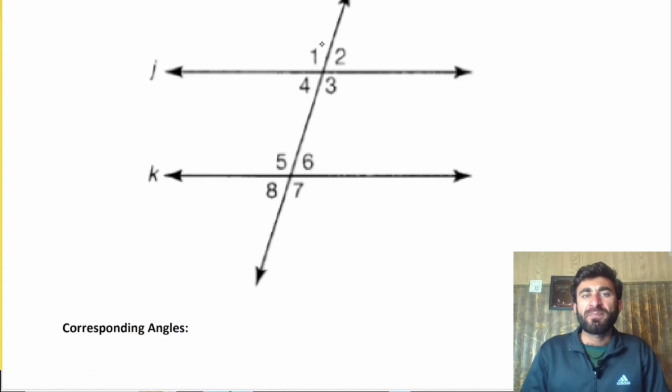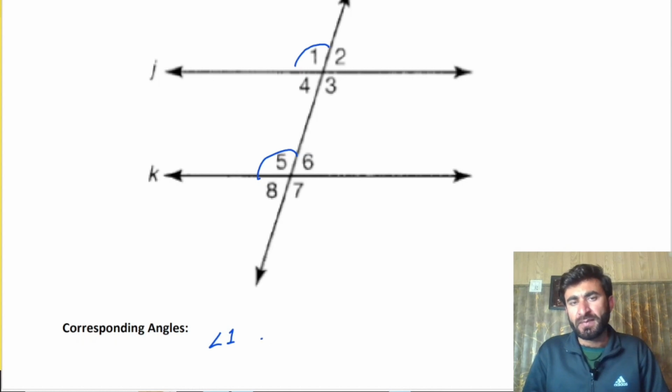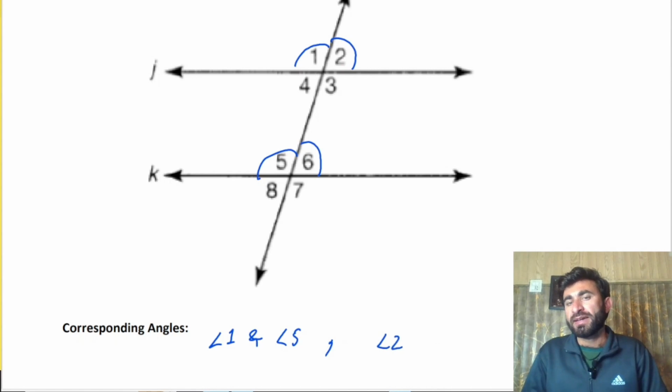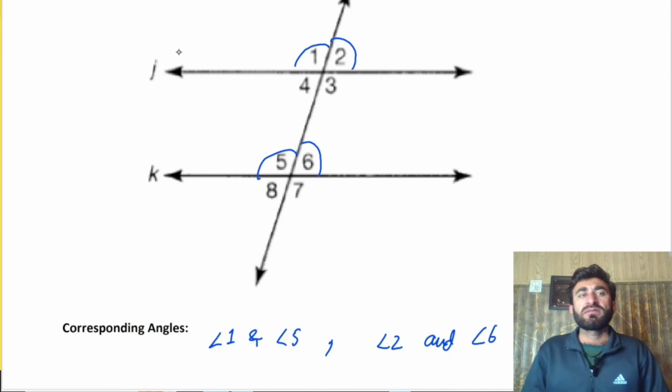So we can see that angle 1 has a corresponding angle 5. So I will write angle 1 and angle 5. This is the first pair. The next pair: angle 2 has a corresponding angle at position 6. So angle 2 and angle 6. There are two other pairs as well, which are to be done by you.